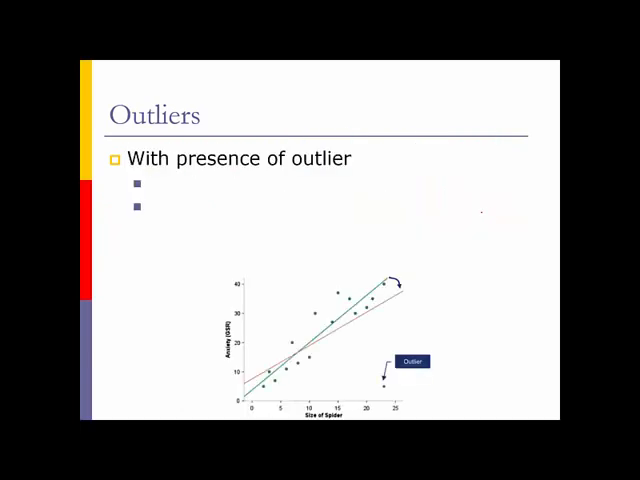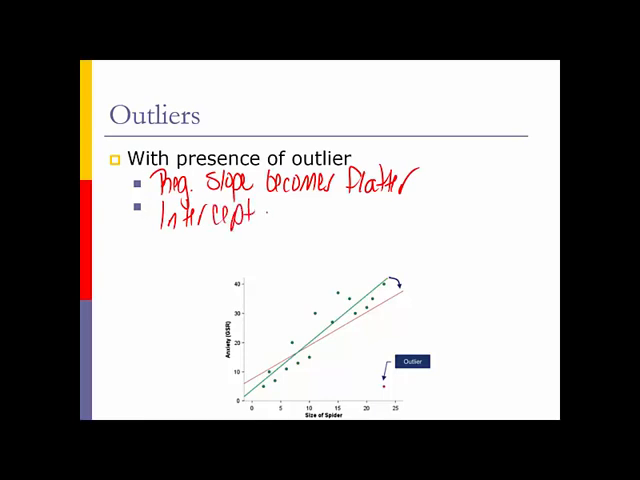So what happens with an outlier? When we have the presence of an outlier, our regression slope becomes flatter, and our intercept increases. So when you look at the graph below, we've got an outlier that's down here, so our model is going to get flatter and the intercept will increase, which means we're going to have a smaller regression coefficient.